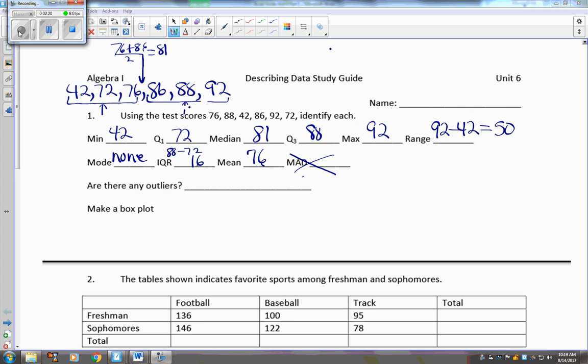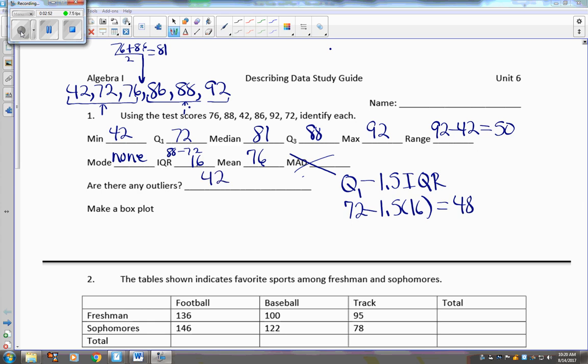Okay, the formula for the outlier would be to take Q1 and subtract 1.5 times the IQR. So Q1 is 72 minus 1.5 times the IQR of 16. Okay, that gives us 48. That means 48 or anything less than 48 is an outlier. So 42 is definitely an outlier.